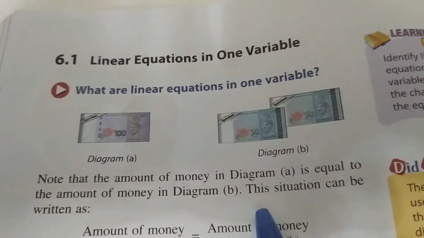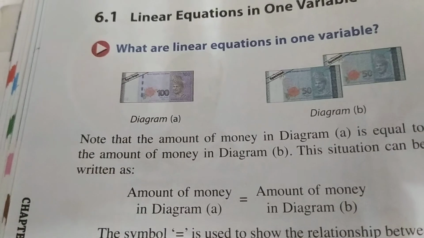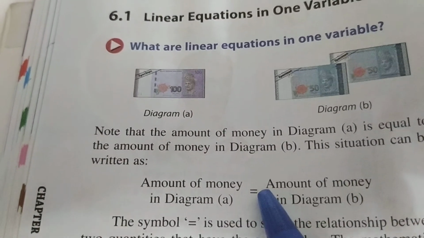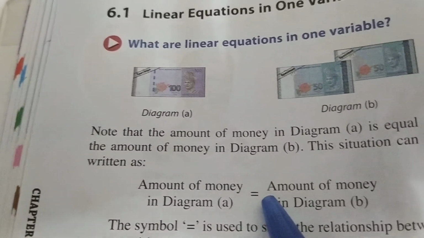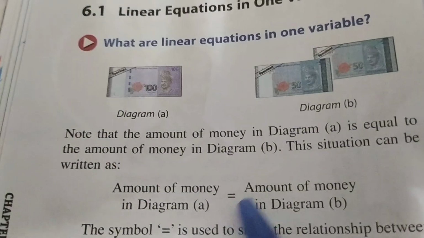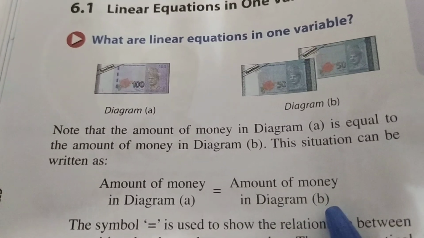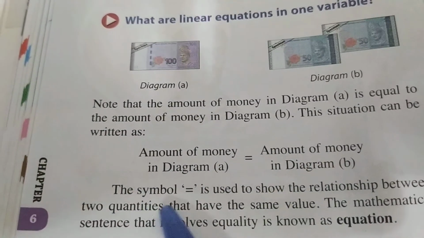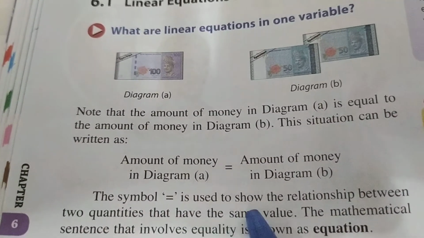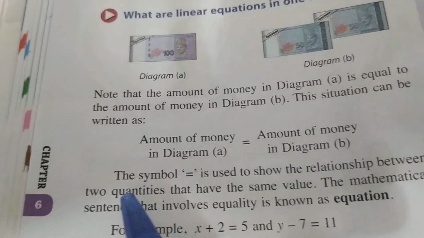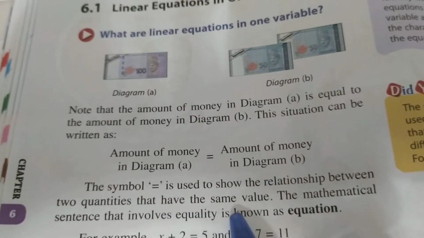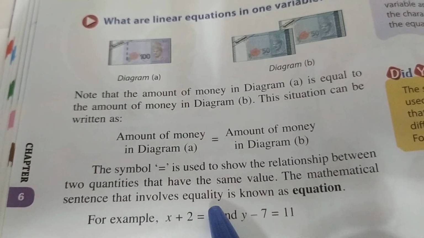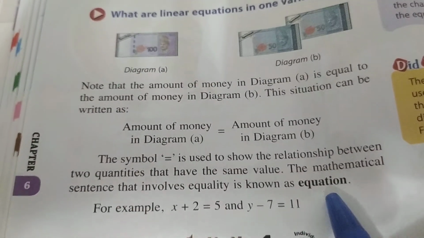This situation can be written as: amount of money in diagram A, this symbol here which we read as equal to, amount of money in diagram B. So the equal sign is used to show the relationship between two quantities that have the same value. The mathematical sentence that involves equality is known as an equation.